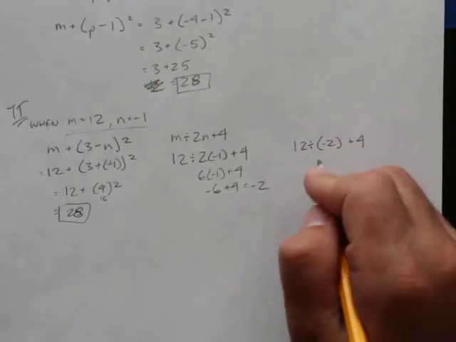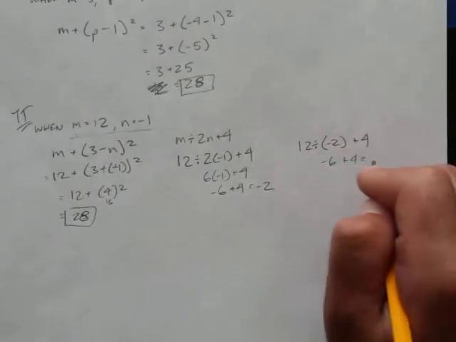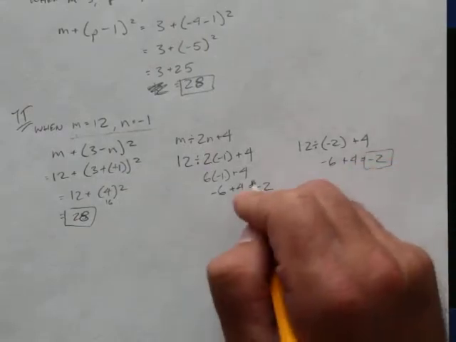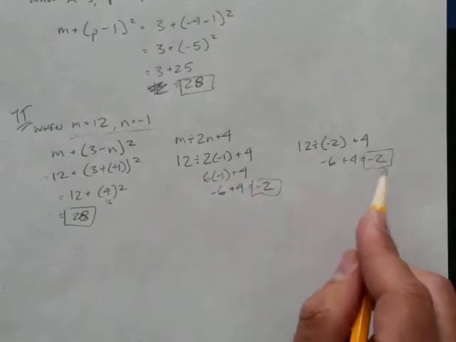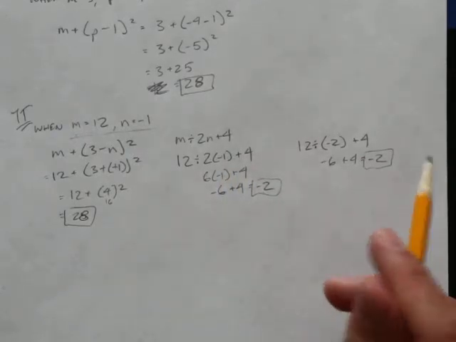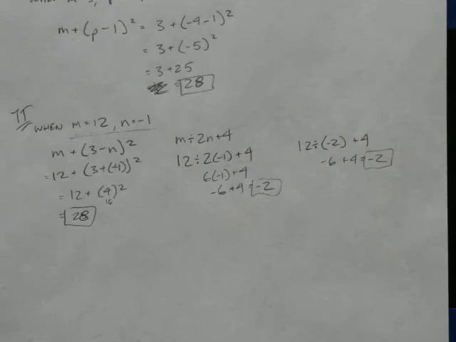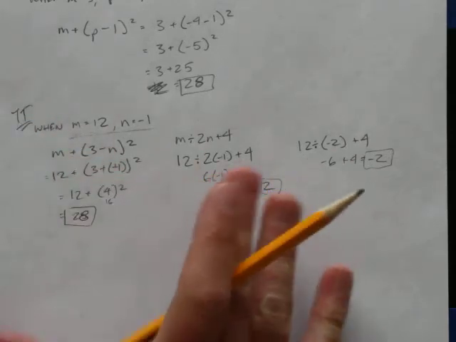12 divided by -2 is -6, plus 4, and that's going to get me -2. So look, I still got the same answer. Now, if I would have added this 4 in first, I would not get this answer, and I would be wrong. And I would be crazy for trying to do stuff out of order of PEMDAS. Come on, people. All right.